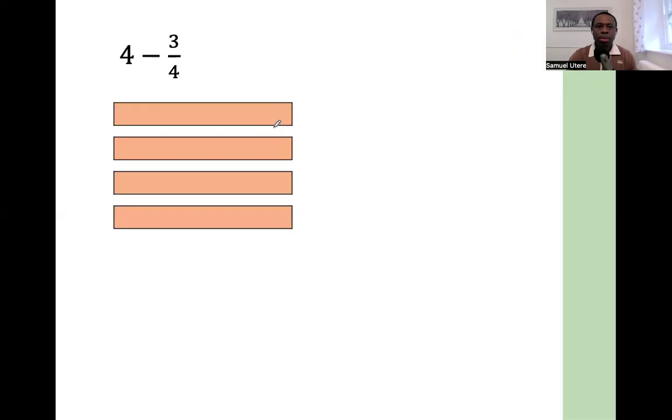Well, if we start by saying 4 wholes, because that's what it means, we can simply say that if we split 4 wholes into 4 equal parts, we can quickly see that we have 16. So we can write this as 4 wholes subtract 3/4 is 16 over 4 subtract 3/4.